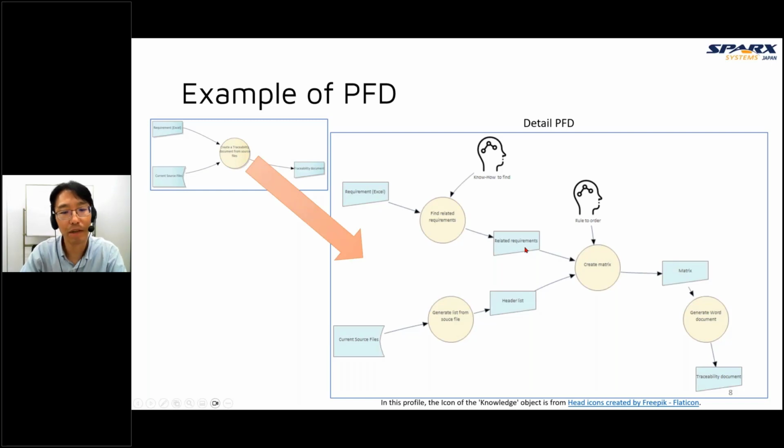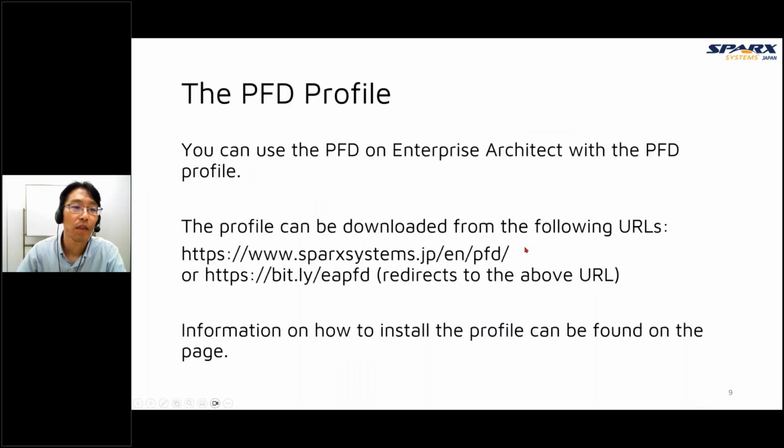Anyway, it's very simple. And now you can use this process flow diagram because I already created the PFD profile for Enterprise Architect. You can download it from the following URL here or the shortened URL here. And I wrote some instructions on how to install the profile. So if you are interested in today's process flow diagram and you want to try it, please download it from here and install it to your Enterprise Architect. You can use it for free.